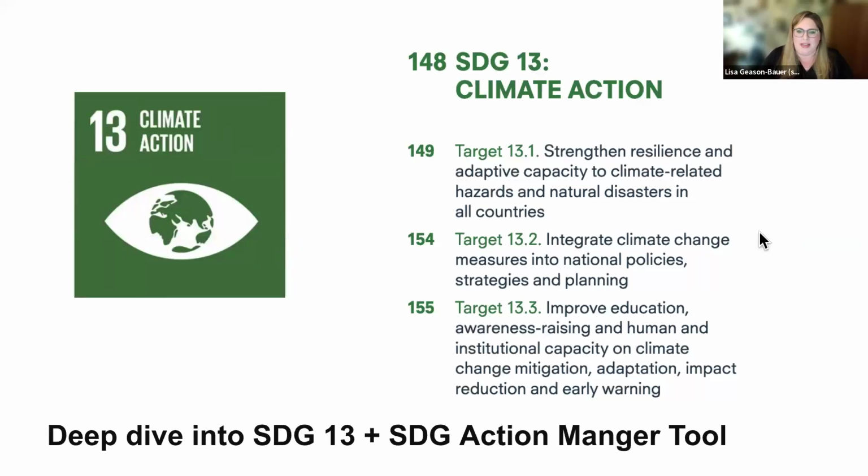Okay. So as you can see here, we have SDG 13, and we have the target. This target is 13.1: Strengthen resilience and adaptive capacity to climate-related hazards and natural disasters in all countries. There are only 3 targets here, and this is one of them. The next 2 are: integrate climate change measures into national policies, strategies and planning; and 13.3: improve education, awareness raising, and human and institutional capacity on climate change mitigation, adaptation, impact reduction, and early warning.